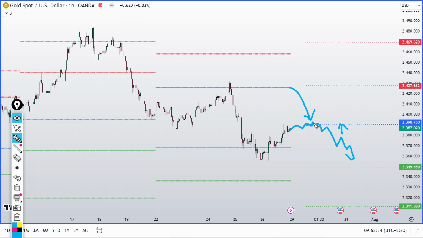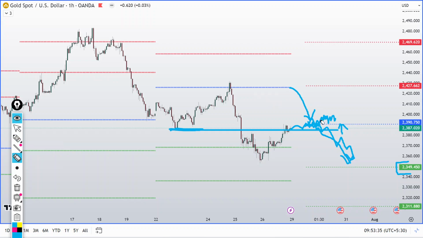So if price is not able to break out and sustain above this level, and if we see some rejection from here, then we are going to look for selling opportunities toward the weekly support 2349. This is the weekly S1 and it is around 2349.50, and this will be our first target on the lower side. On the higher side, if price breaks out from here, then as you can see previously this level was acting as support, 2385, around this level.